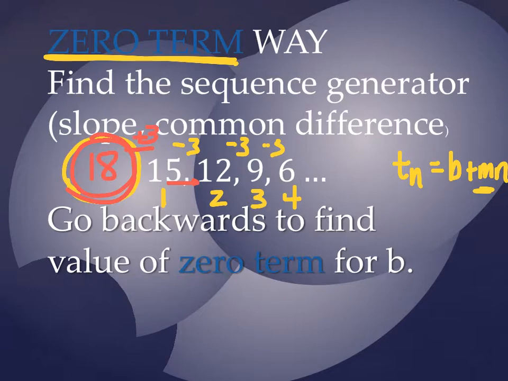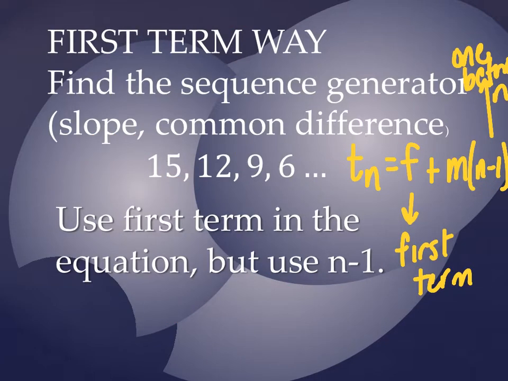So now we know the two pieces of information we need. We found our b and we found our m. So we're going to go ahead and write it as T of n. The output when n is the term number is going to be 18 minus 3 times the term number. You can also write it as negative 3 times the term number plus 18. Both are completely acceptable.